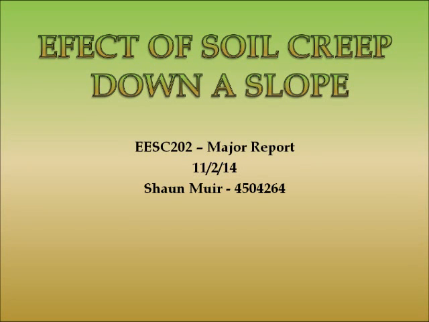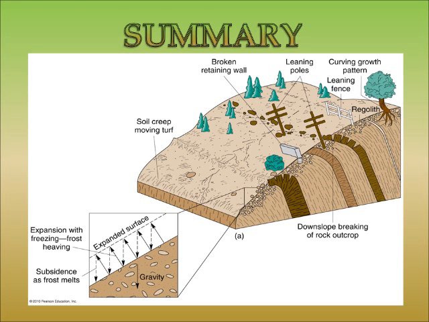This report studies the effect of soil creep down a slope. Soil creep is a form of mass movement, which is the downslope movement of the Earth's materials under the influence of the Earth's gravity. The detachment and the movement of the Earth's materials occur if the stress imposed is greater than the strength of material to hold its place.